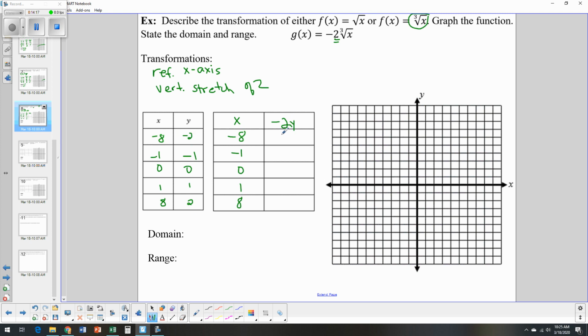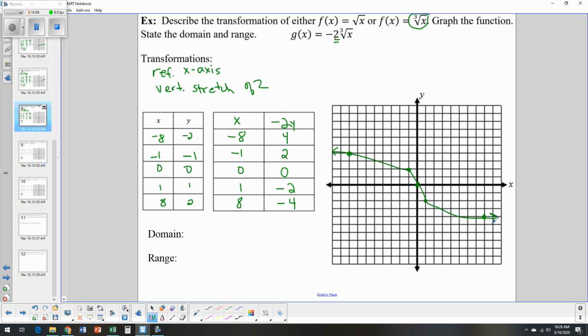So negative 2 times negative 2, we get positive 4. Negative 1 times negative 2, I get positive 2. Anything times 0 is 0. 1 times negative 2 is now negative 2. And 2 times negative 2 is negative 4. So what this is going to look like is we're going to have negative 8, positive 4, negative 1, positive 2, 0, 0, 1, negative 2, and 8, negative 4. All right, remember arrows on both ends for cube root. And we have our graph.